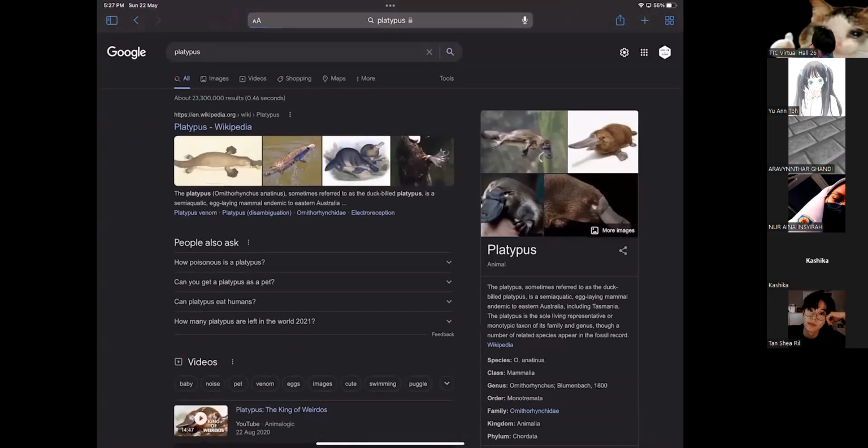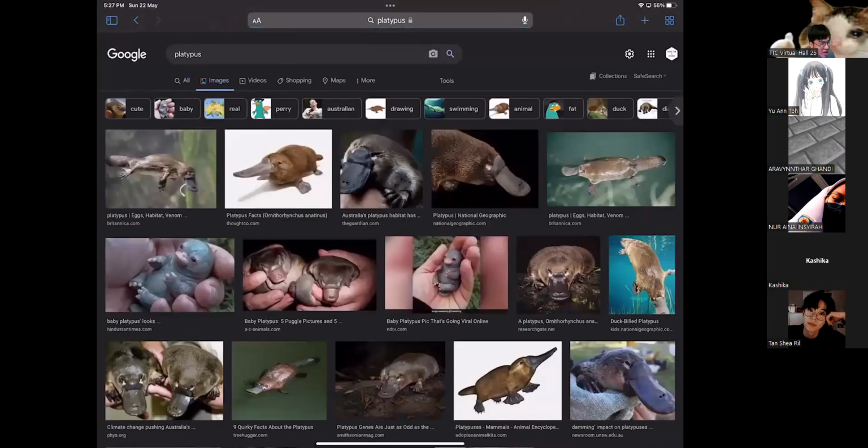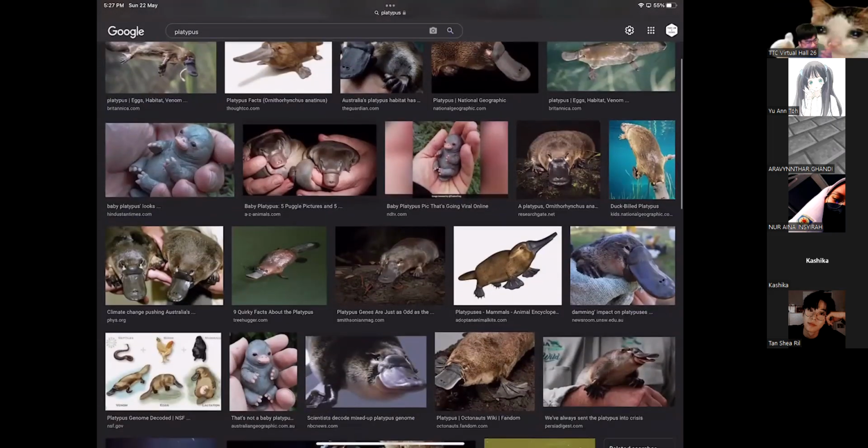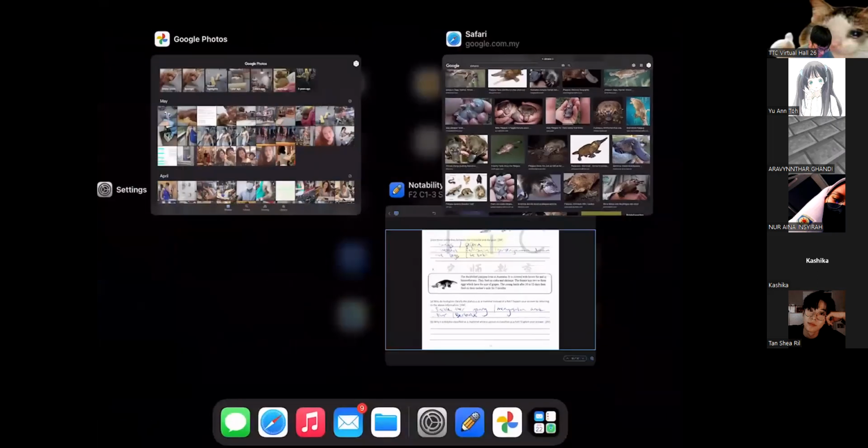Okay, that's your platypus. I mean, do you find them cute? I just find him funny. They kind of look like what's that thing called, beaver? They kind of look like beaver. So that's your platypus lah. Okay, they just don't look like mammals, but they are mammals. Yes, the baby platypus. Oh, okay, good for you.